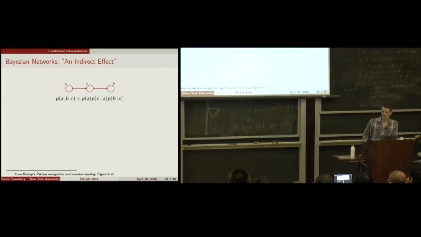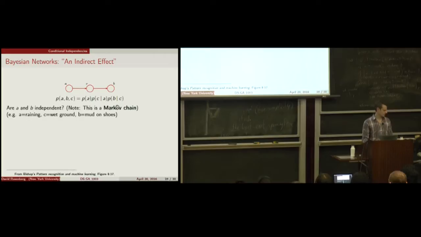Case 2, indirect effects. This is called a chain structure. A leads to C leads to B. It's actually a Markov chain. So the factorization implied is P(A) without parents, P(C | A), and P(B | C). This is the factorization implied by the Bayesian network. All right, independence. So here's my example. A is raining. That leads to the ground being wet, which leads to mud being on your shoes. Okay? All right. So are A and B independent? That's the question.